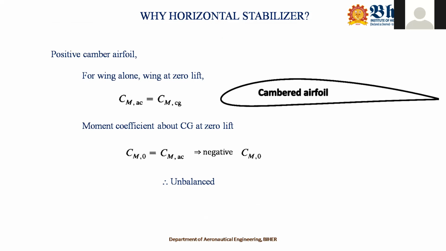So what does it actually mean? It means that it is imbalanced. It is not stable at all. So this is where the horizontal stabilizer comes into picture. So as far as your symmetrical airfoil is concerned, the pilot can manage just with the wing alone. Whereas when the positive camber comes into picture, then the horizontal stabilizer plays its role.